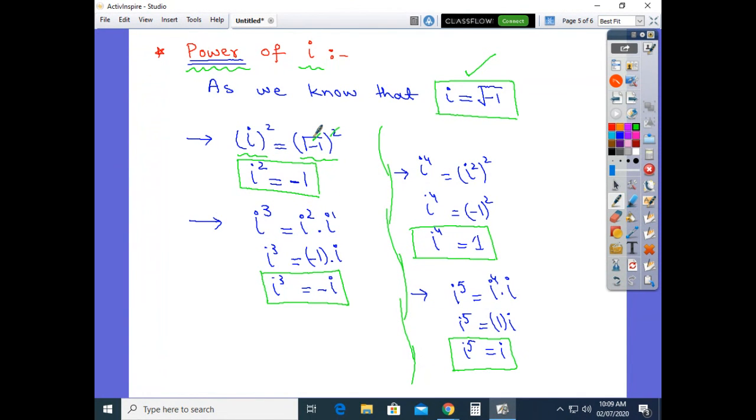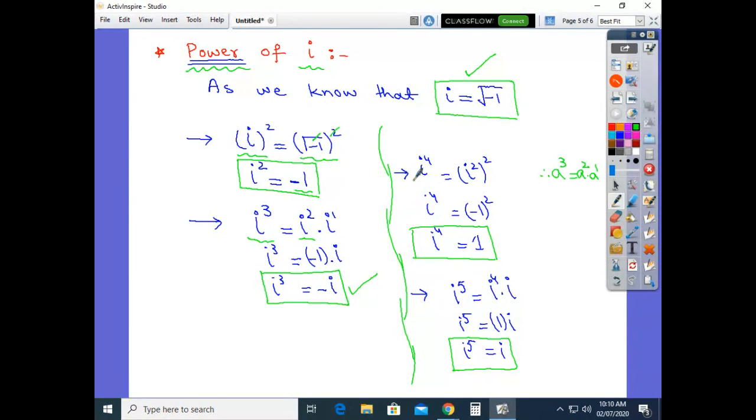Now we come across the next power, which is cube. If we have iota cube, how can we relate a cube? We can relate a cube as a square with a power 1. So iota cube is equal to iota square and iota power 1. In the previous example, iota square is equal to negative 1. Instead of iota square, we write negative 1 and multiply it with iota. Then iota cube becomes negative iota.